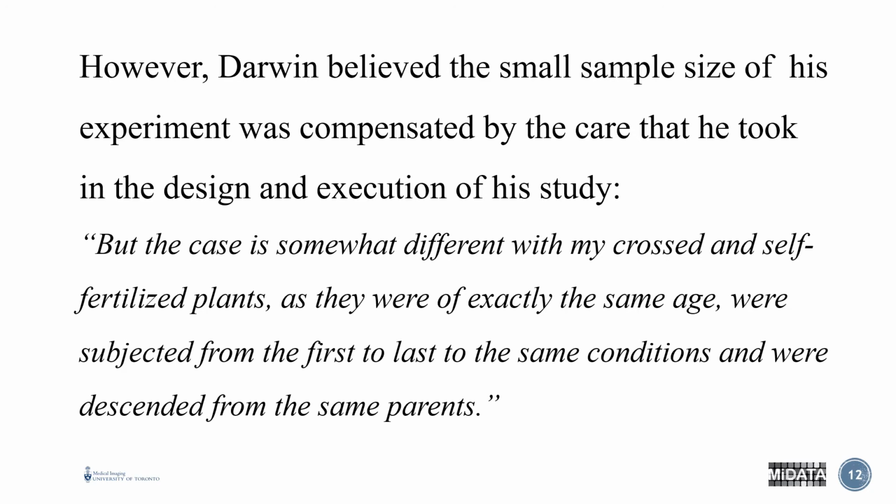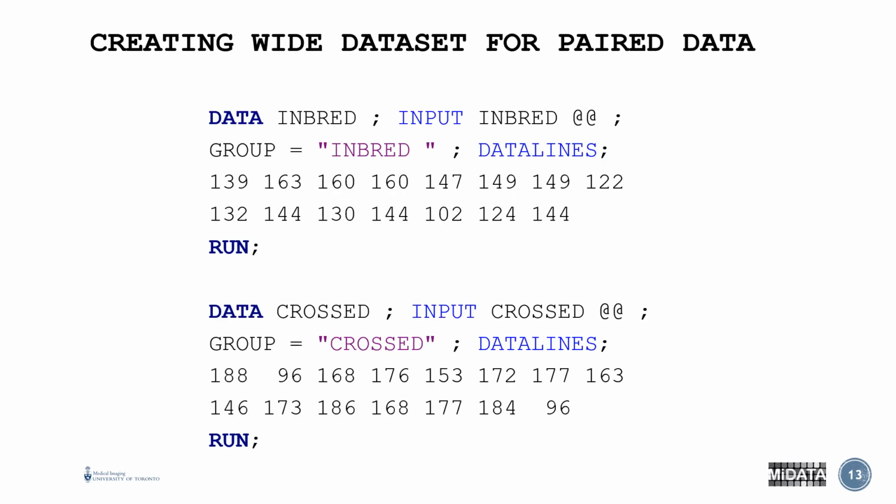Okay, let's create 2 data sets of paired data. Now we're using paired data because, as Darwin said, he was so meticulous in making sure that he was using the right plants for his studies that basically he was pairing them. That was the intent he had, to make sure that they were very closely paired. So we have 2 data sets, one called inbred, one called crossed.